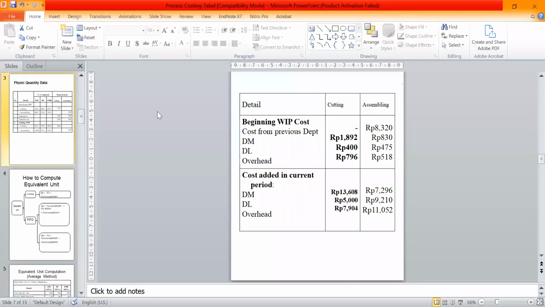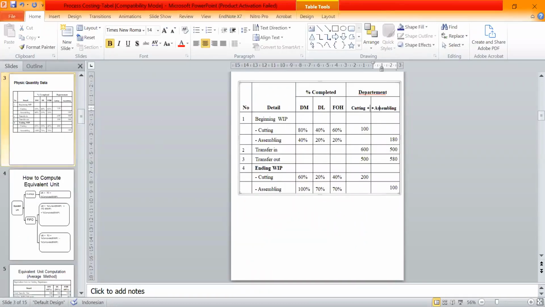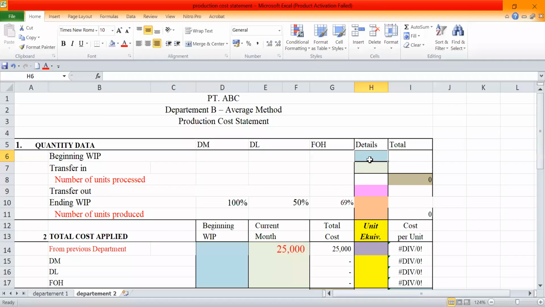So we now enter the information about the units for the assembling department. This is the beginning work in process, this is the transfer in, this is the transfer out, and this is the ending work in process. So we enter the information, this number. The total units processed are this number, and for the transfer out unit, because there is no next department here, we assume that the final department is the finished goods warehouse. So this is the unit that will be transferred to the warehouse of the finished goods.